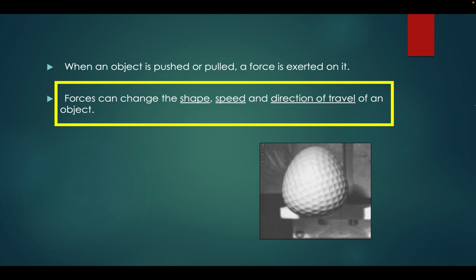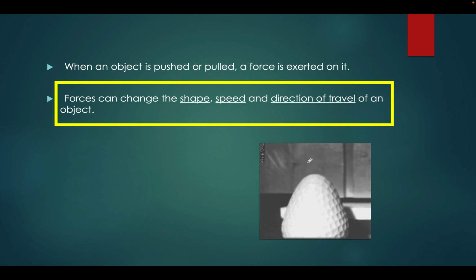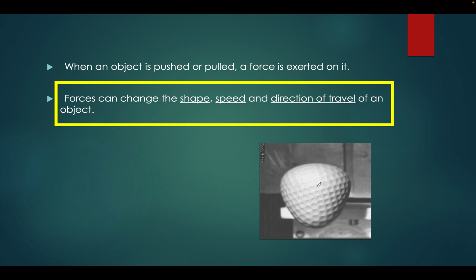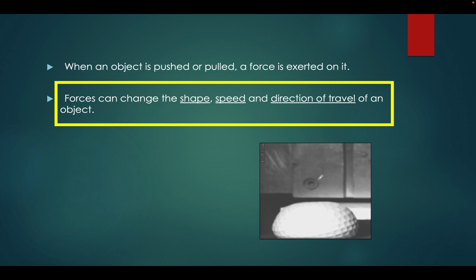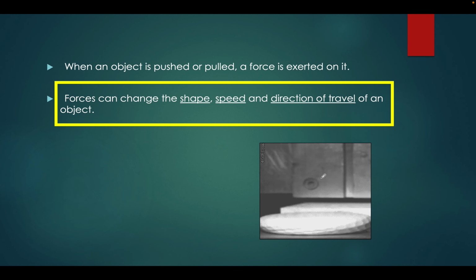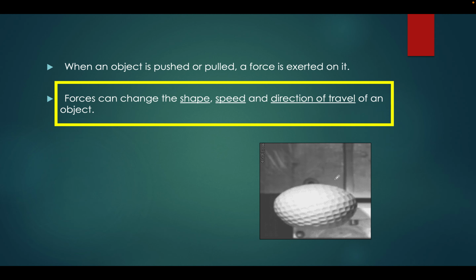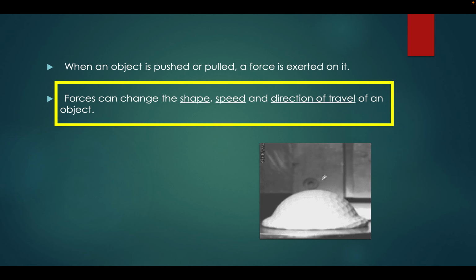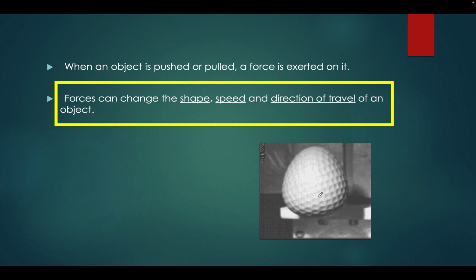So forces can change three things. It can change the direction, the shape, and the speed of the object. You can see that he was going fast, now he's going slower. You can see the shape change. This is a golf ball, by the way. They're very hard and very strong, but if you throw it hard enough, you can see that it will deform, which is really hard to see, but this is what happens in slow motion.